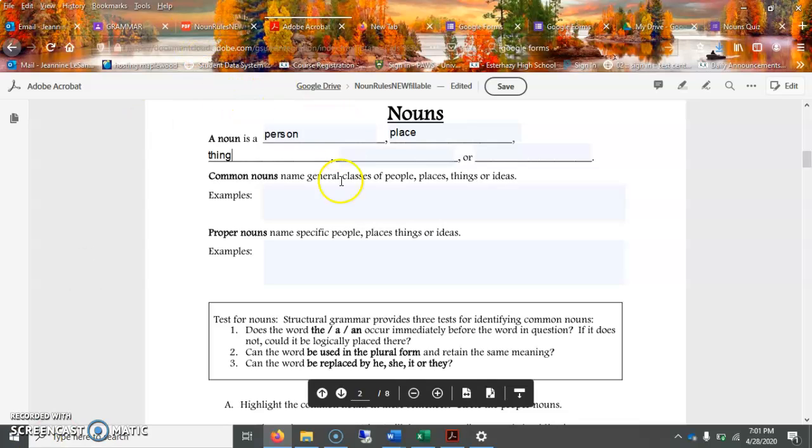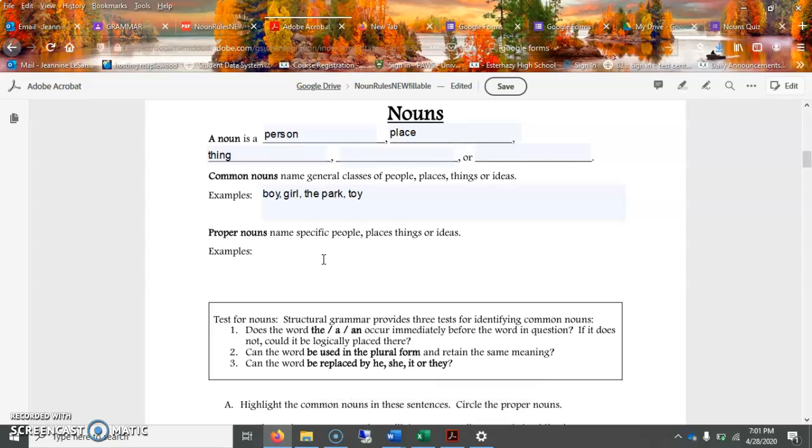Some common nouns, or some examples, are boy, girl, the park, toy. Those are all common nouns. They're general classes of people, places, things, or ideas. Now, a proper noun is very specific. It's a very specific person, place, thing, or idea. So we're going to say Sam. Instead of the park, a more specific one might be Central Park. Or a toy might be Barbie. So those are examples of proper nouns.